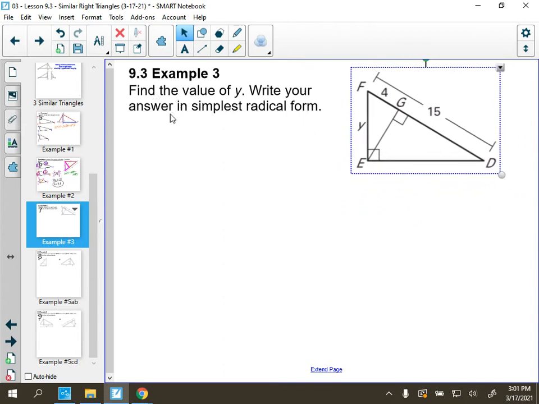What does it ask us to do? I should read the directions to do a better job. Find the value of y. Write our answer in simplest radical form. So remember, that's just kind of a code word for no decimals. We're not going to punch anything in on our calculator. And I'm guessing there's going to be a square root involved here, but we'll see.